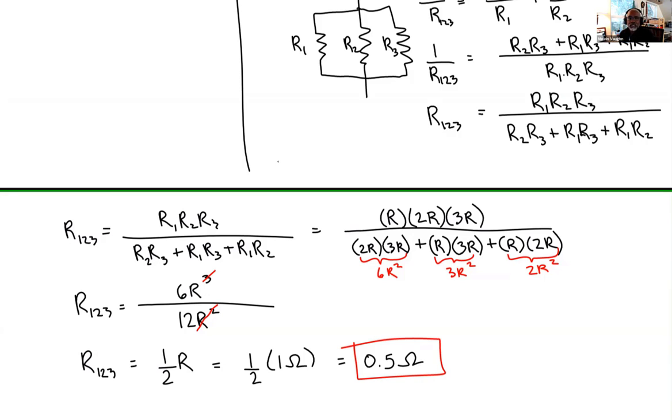We could save our trips to the store to buy additional resistors if we have a single one that matches what we need. Or the reverse is true. Let's say you need a particular value of resistance, but you may not be able to get it from a single resistor. But if you have 2, 3, or more resistors, you could probably think of a way to wire them in parallel, or maybe a combination of wiring them in series and in parallel, to get the value that you need.